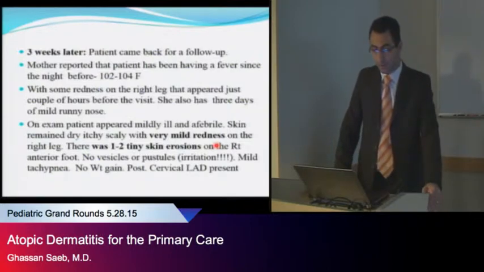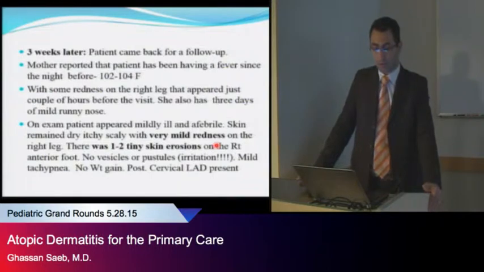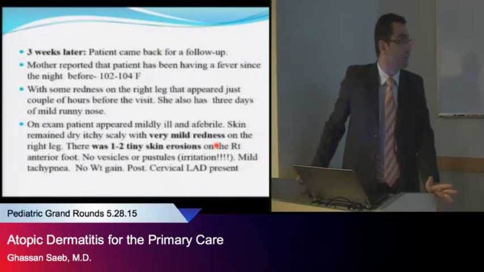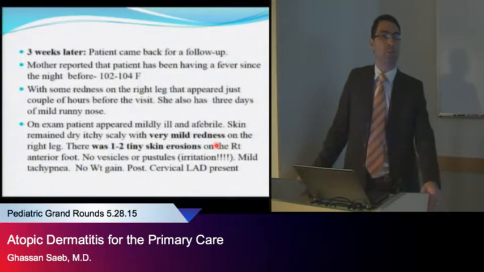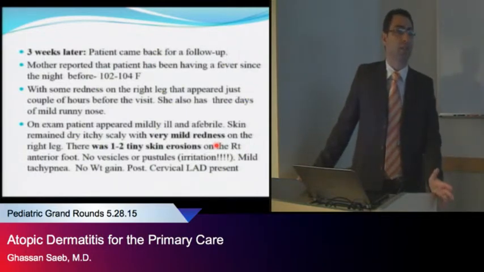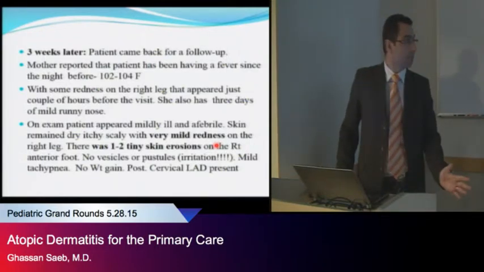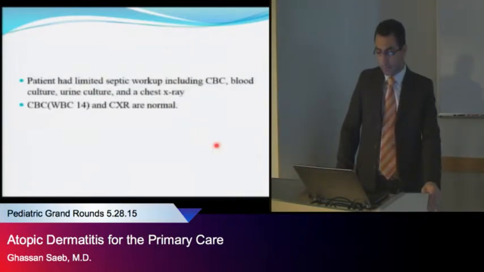On exam, she appeared mildly ill, but she was afebrile. Skin remained dry, itchy, scaly, with very mild redness. I had to look very carefully to see the redness that the mother was pointing to. There were some tiny erosions. I thought it was probably irritation, nothing else. I didn't take a picture at that time. And she had some cervical lymphadenopathy.